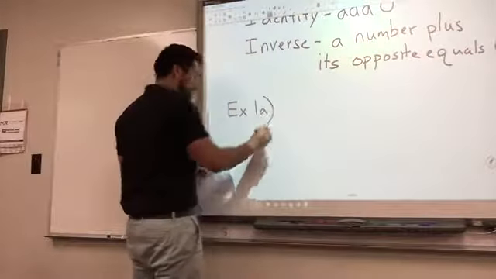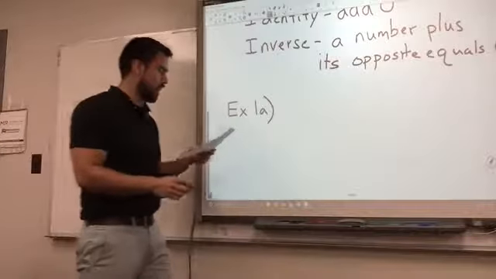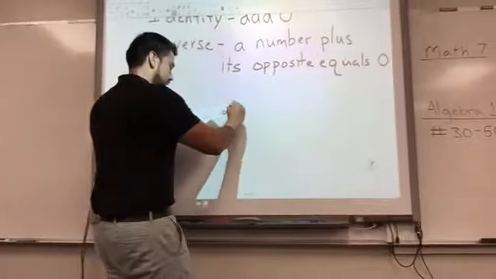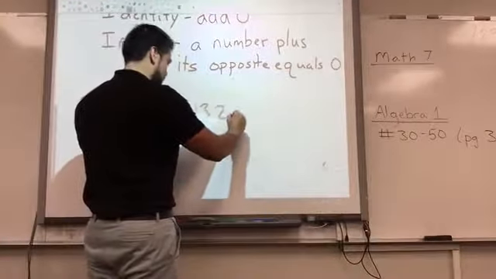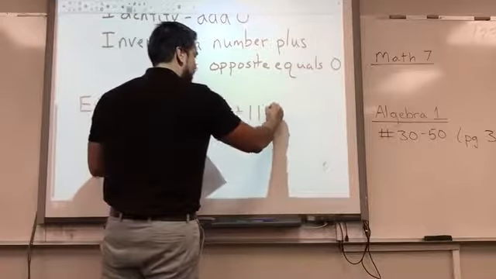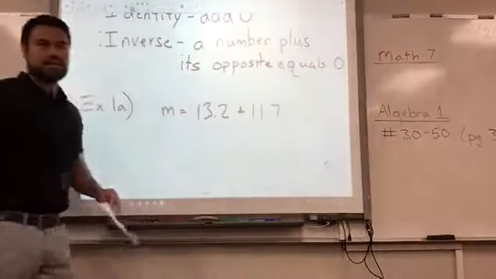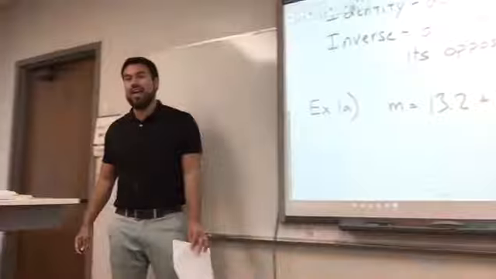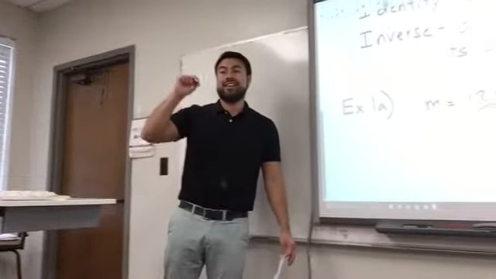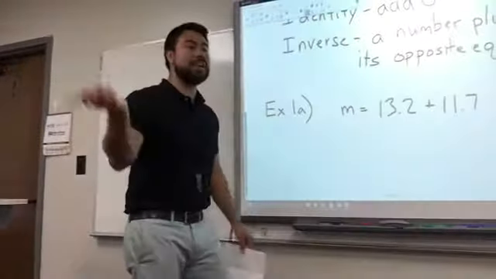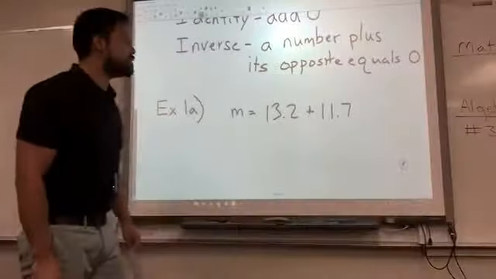Okay, let's actually get to the math portion here. Example 1a. We have 3 problems here. A starts with m equals 13.2 plus 11.7. What did we do yesterday? Very good. We estimated by rounding. So let's do that again.